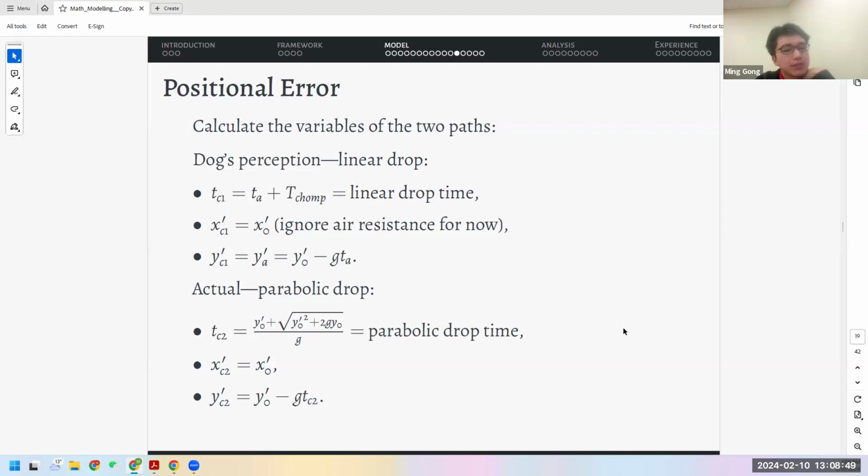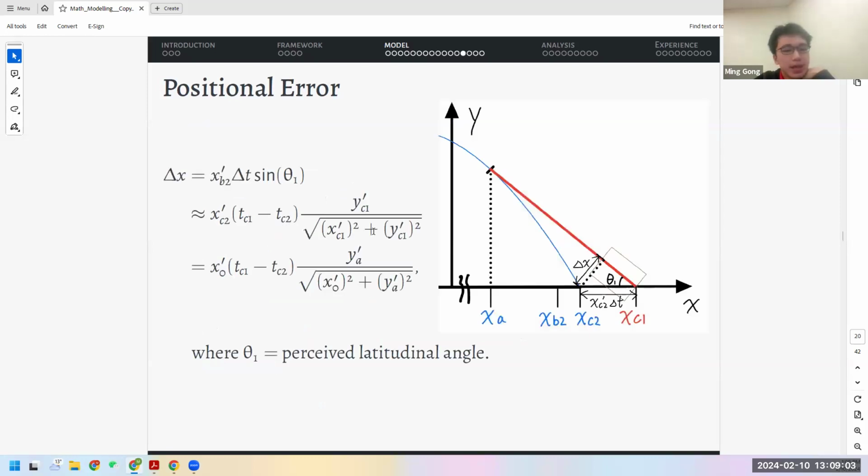Here are the calculations for the time and velocity at the time when Fritz thinks the object reaches its cheek and when it actually reaches its cheek. And we ignore the air resistance for now, assuming the x velocity stays constant, and we'll come back to air resistance later. And then the x position error due to parabola misestimation, delta x, will be this formula, which is the product of the x speed, the time difference between reality and approximation, delta t, and the sine of the trajectory's latitudinal angle.